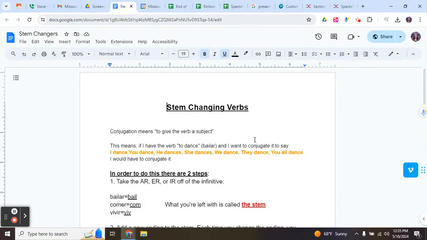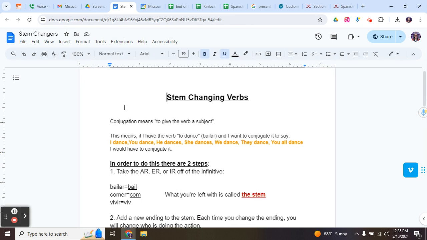So now that you know how to conjugate, I want to talk to you about stem changing verbs. Sometimes, remember when we have the stem, right? We take off the AR, the ER, or the IR ending, and what we're left with is called the stem. So let's go over this and I'll talk to you about what stem changing verbs actually are.